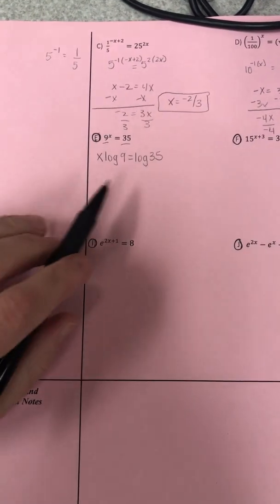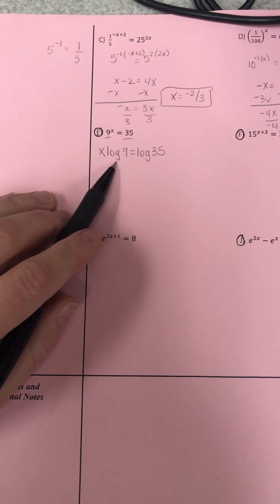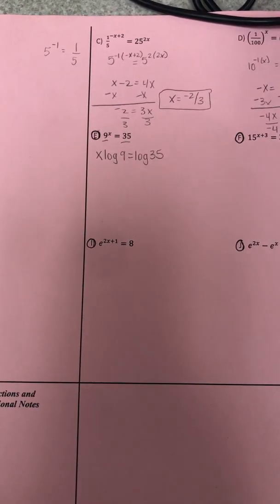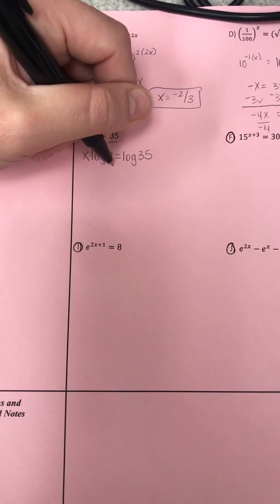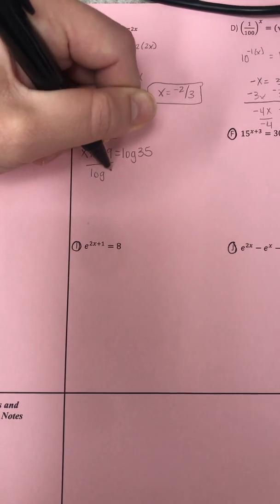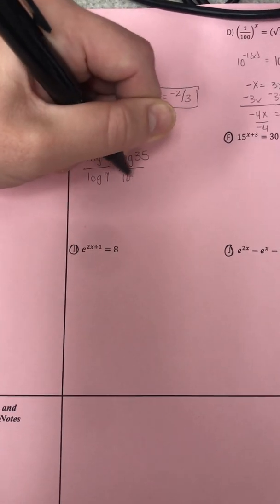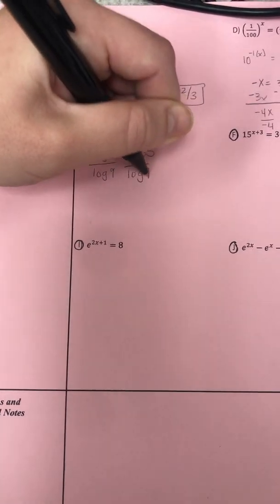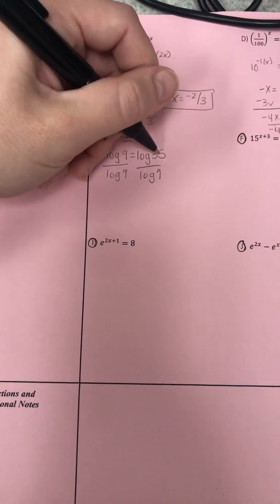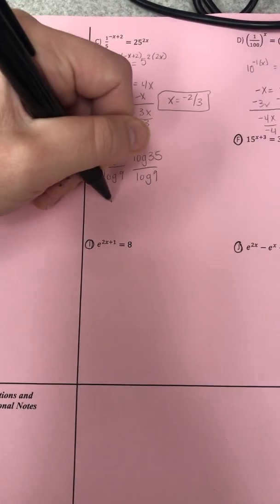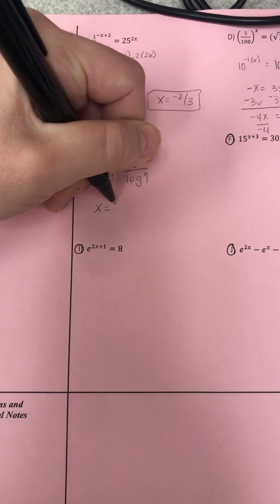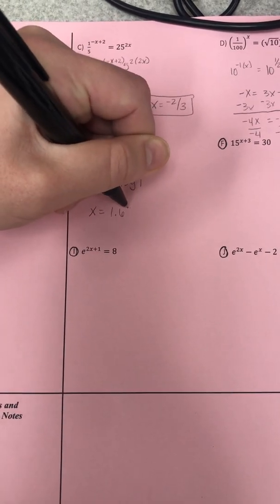All right, I'm going to go ahead and use my calculator to convert these numbers. But once we do that, it will also be the same as just dividing by log of 9. So you'll take log of 35 and divide it by log of 9, and your x will be equal to 1.62.